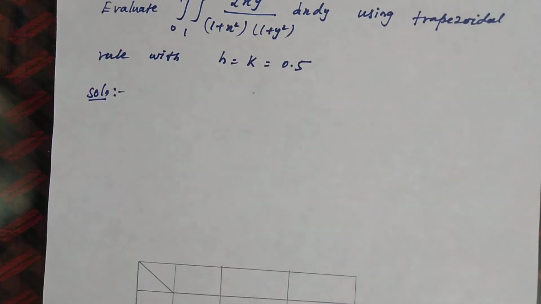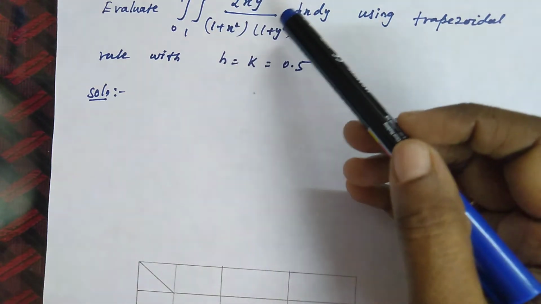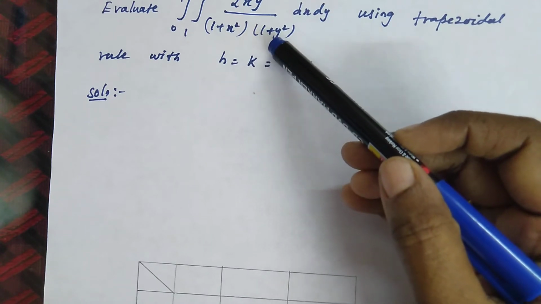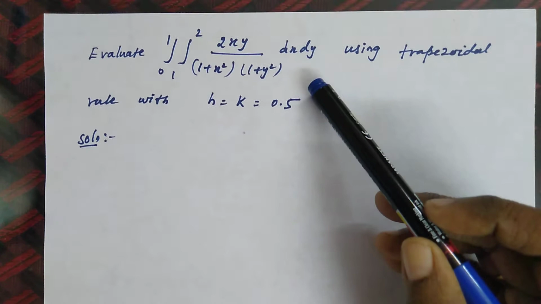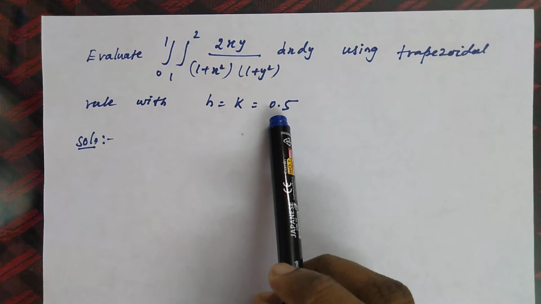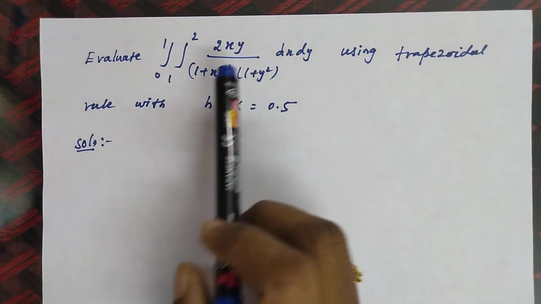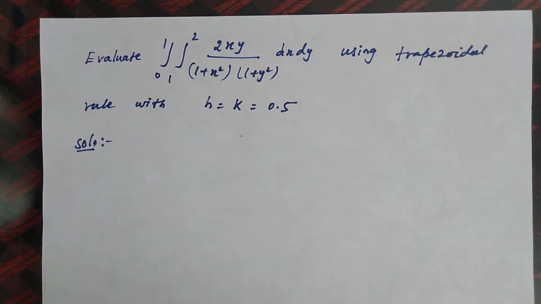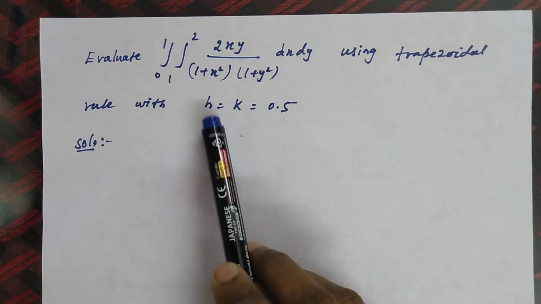Look at the first problem. Evaluate the double integral from 0 to 1 and 1 to 2 of 2xy divided by (1 plus x squared) into (1 plus y squared) dx dy using the trapezoidal rule with h equal to k equal to 0.5. In single integration we also applied the trapezoidal rule. Here it is a double integration, which is why h and k are given.